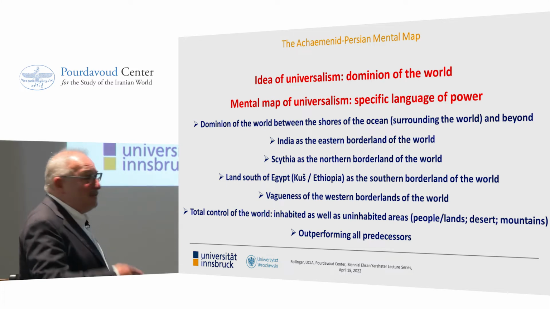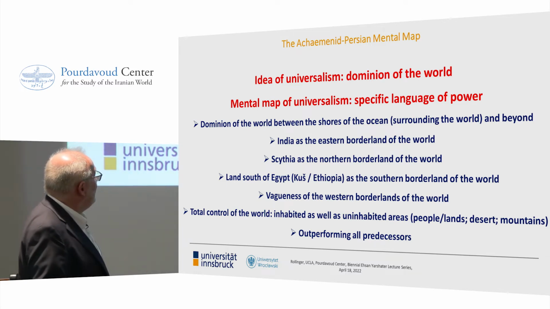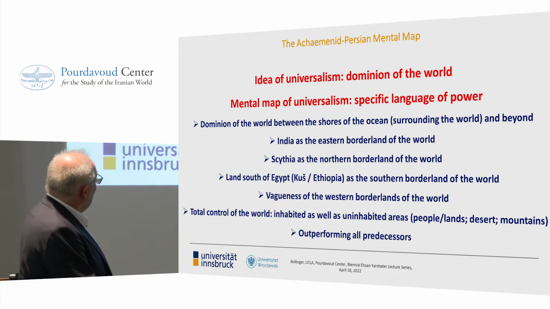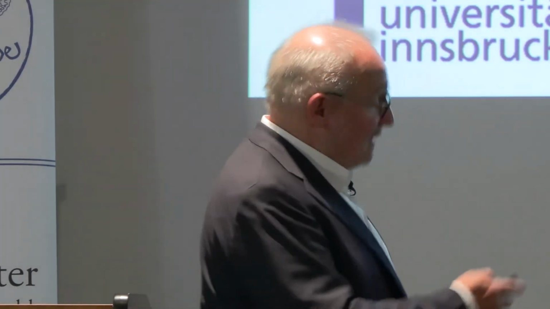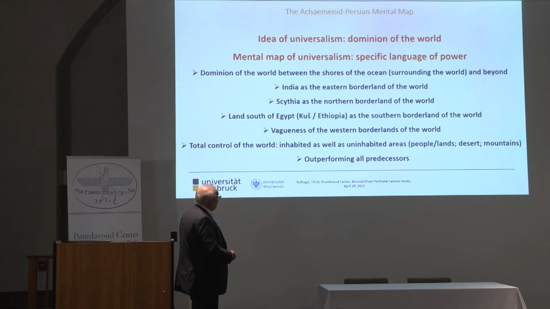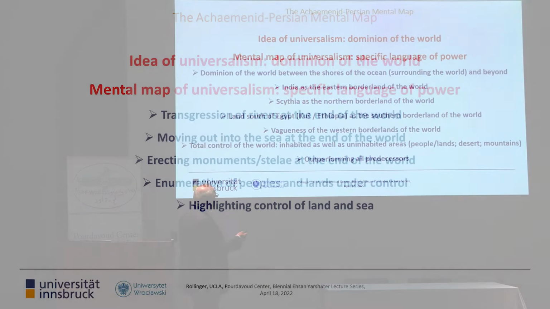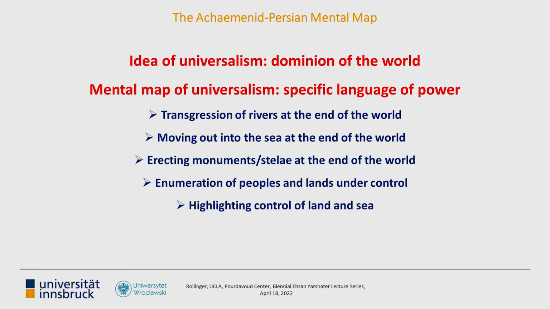Also this gains momentum in the further discussion, as you will see immediately. And it is a world rule that includes control of inhabited as well as of uninhabited areas. A world rule that is diversified by a whole set of peoples and lands, and it includes, of course, deserts and mountains. And there is one aspect which I did not highlight so far, but which is also a heritage of Neo-Assyrian times. There is always the claim of one ruler to have outperformed what his predecessors have been doing. And in this kind of outperforming, there are some further aspects which I would like to mention.